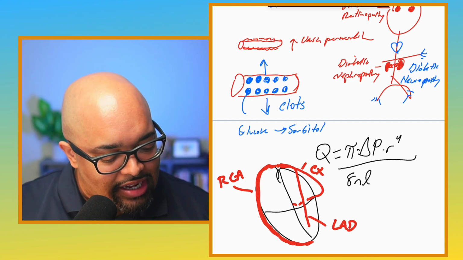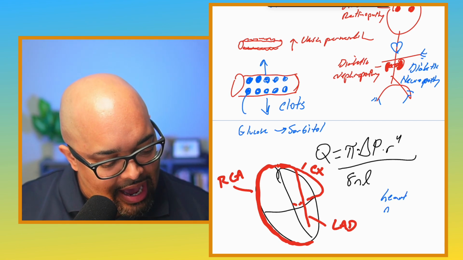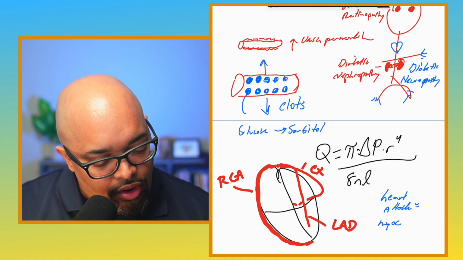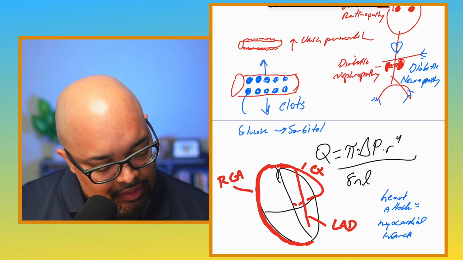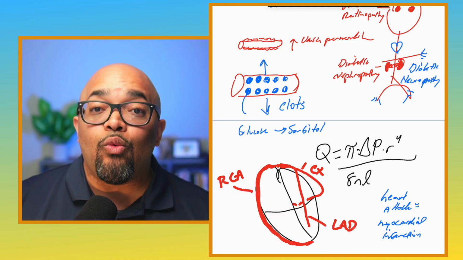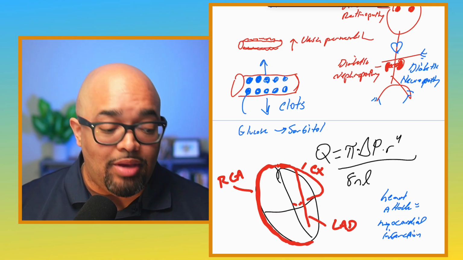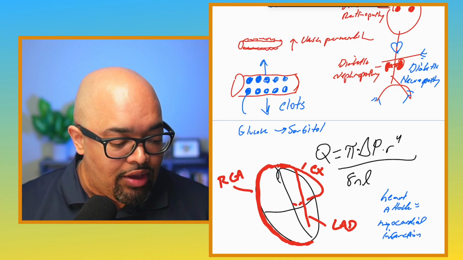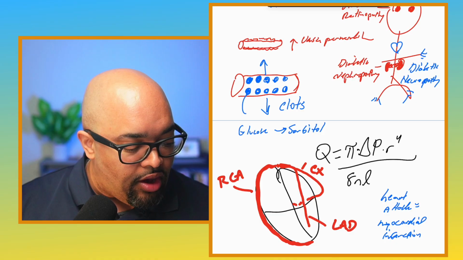What's our word for heart attack? What's our medical term? That's going to be a myocardial infarction. Okay. So one of the big complications of diabetes that's left untreated or that's not treated well is it can lead to heart attacks. Okay.